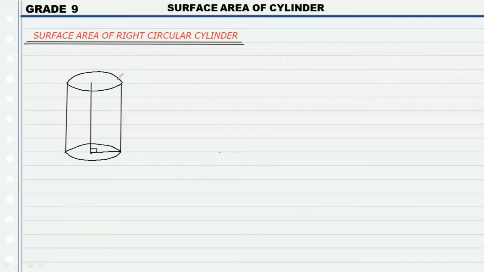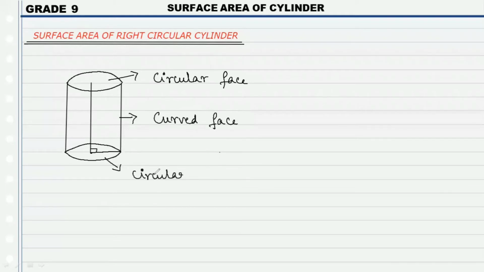Whereas when we talk about its faces, faces hai aapke two circular faces and one curved face. One is your curved face and we have two circular faces. Clear? Now when we talk about its surface area, the surface area of the cylinder can be found by breaking the cylinder into three parts, isn't it? Circular face, curved face and circular face.